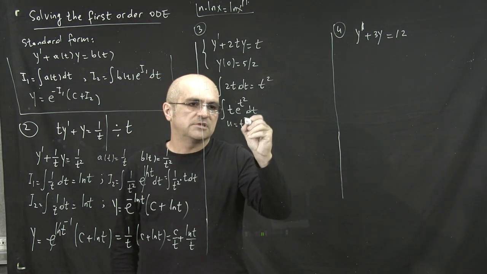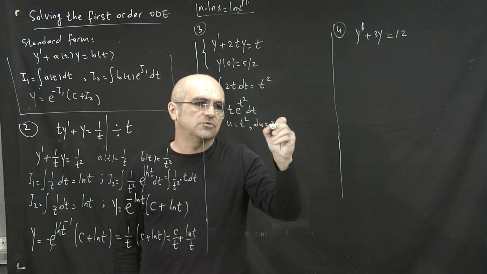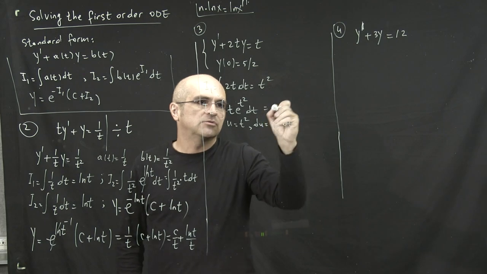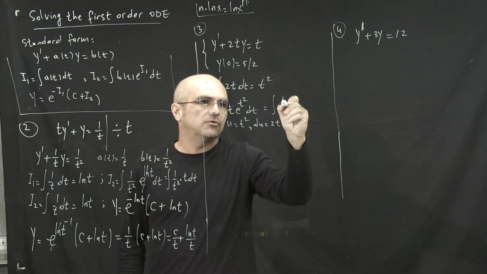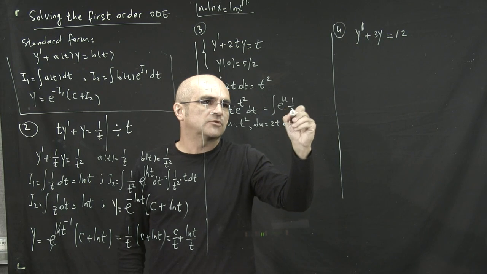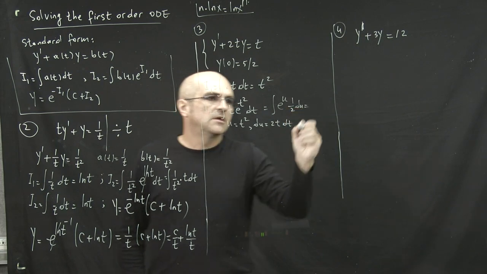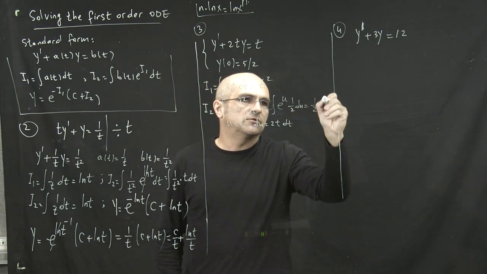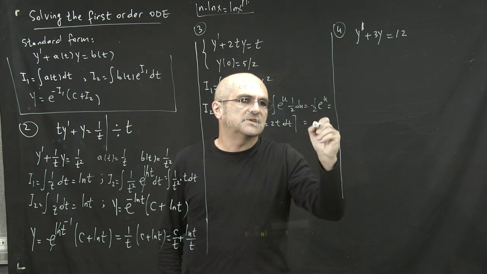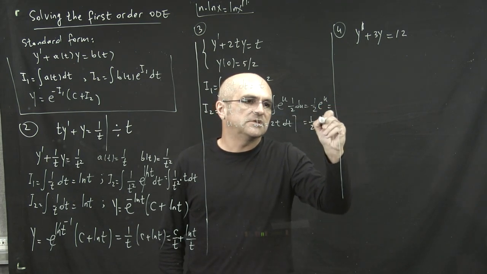So u equals t squared, du is 2t dt. So this becomes the integral of e to the u. t dt is 1 over 2 du. So it's 1 over 2 e to the u, which is 1 over 2 e to the t squared.